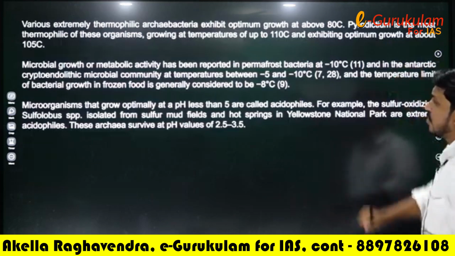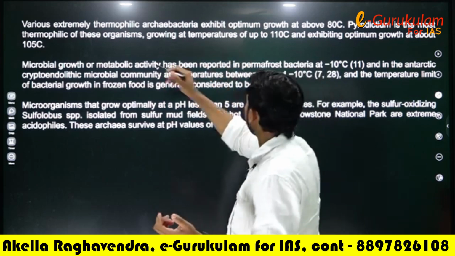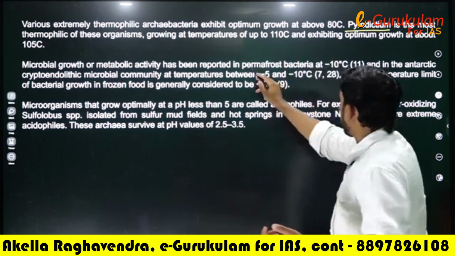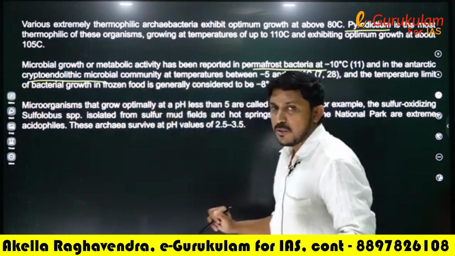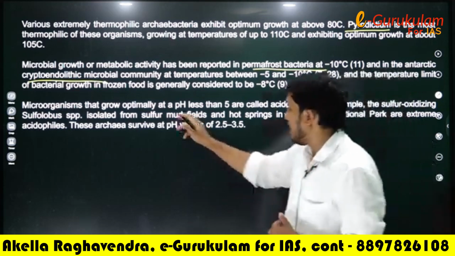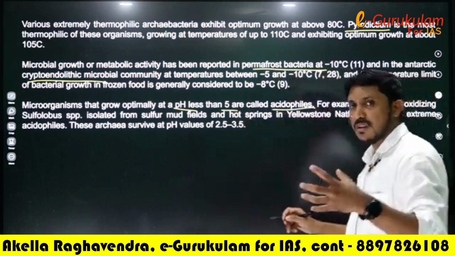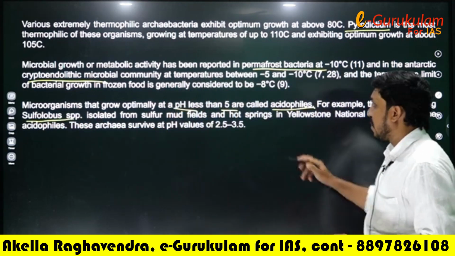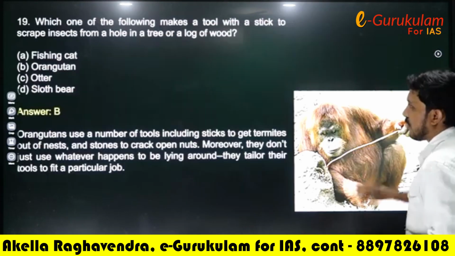There is an added explanation also, giving the names of these particular microorganisms surviving at extreme conditions. For example, you can see here Pyrodictium at 110 degrees Celsius, and also permafrost bacteria at -10 degrees Celsius, and also a cryptoendolithic microbial community at around -5 to -10, below the freezing point. And what about pH less than 5, that is acidic? They are called acidophiles. They love the acidic environment. So you can see Sulfolobus species will survive at pH values of 2.5 to 3.5. Explanation fine. So all are correct again. Common sense helps us get the answer here.